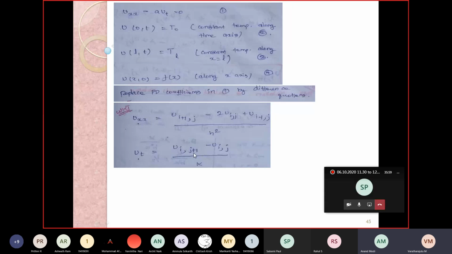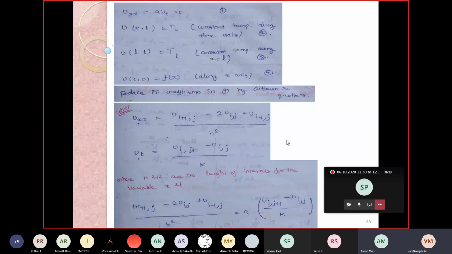I comma j plus 1. We are going to find the unknown at the top in the vertical column. And by applying this into the equation, see what happens. Here h and k are the lengths of the interval for the variables, and I am applying this into the equation, that is Uxx minus a ut is equal to 0, and I am applying the Uxx and ut values in that equation.